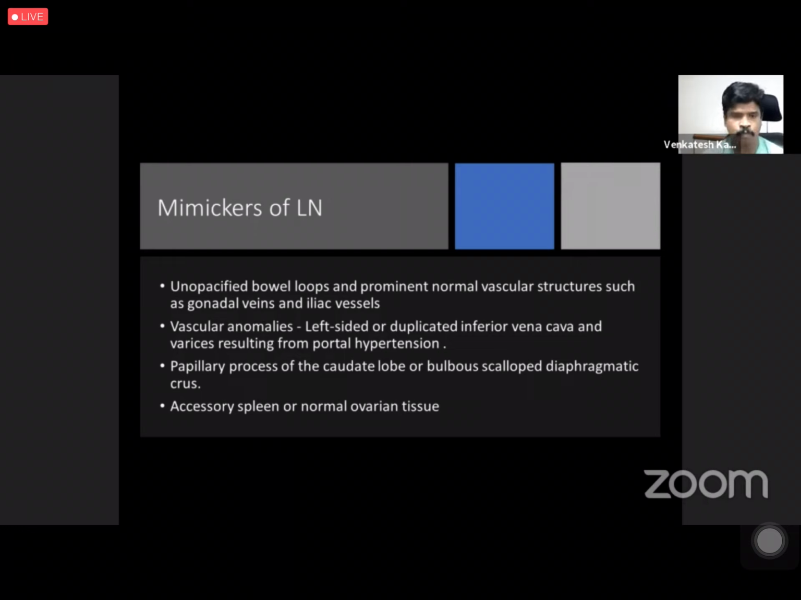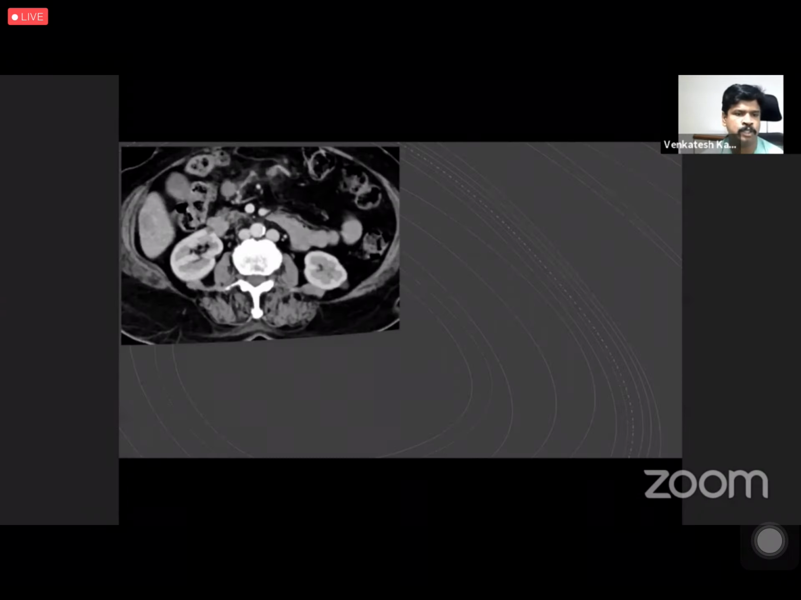So you have to evaluate properly before terming it a lymph node. This is an example where, in the axial section, you see the IVC and the aorta, and the left lateral aortic group of lymph nodes. It may appear like a left lateral group of enlarged lymph nodes, but if you look carefully, you can see the continuity of the structures.